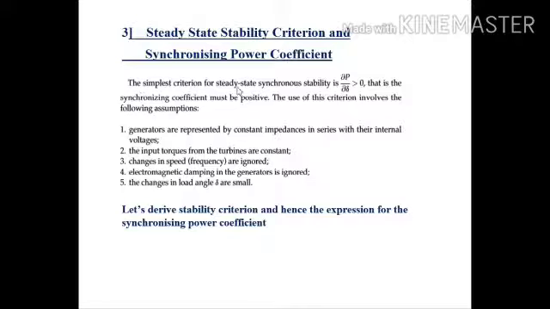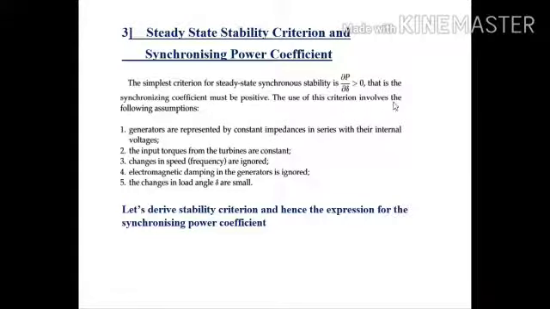So the simplest criteria for steady state synchronous stability is del P by del delta should be greater than 0. What exactly this del P by del delta is, we will see later on, but for the time being it is known as the synchronizing power coefficient. Okay, so what I mean to say is that the criteria is that these synchronizing coefficients must be greater than 0, that is, positive.